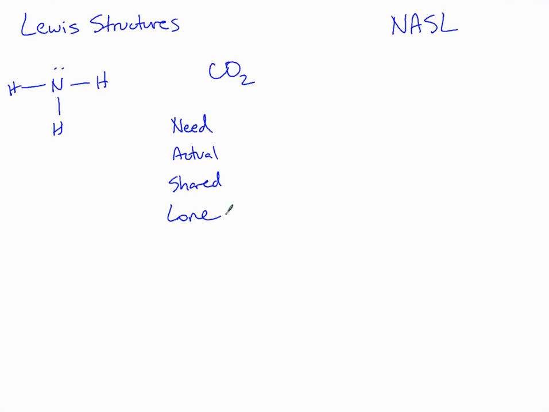So when we look at the number of electrons we need, each atom wants 8, okay? So this carbon needs 8, plus there are 2 oxygens, and each one of those needs 8. This is what we need. And so that's 24. Overall, we need to have 24, whether they are just belonging to one atom or whether they're shared.